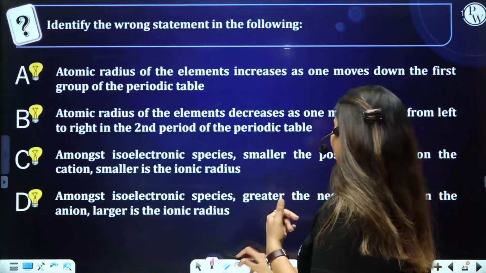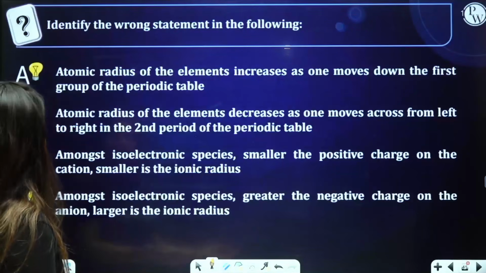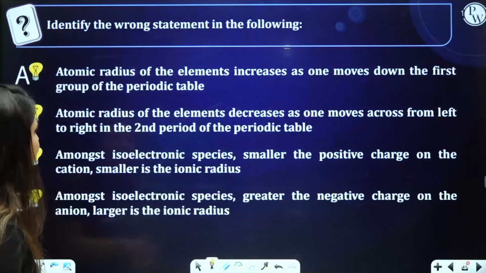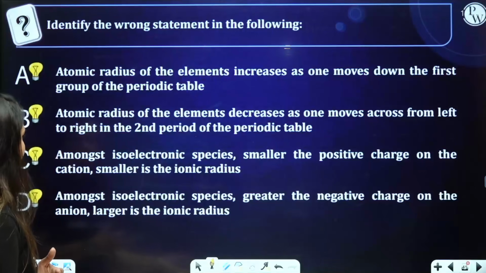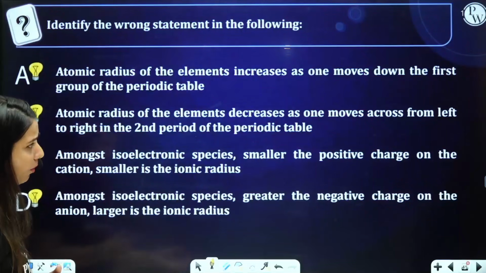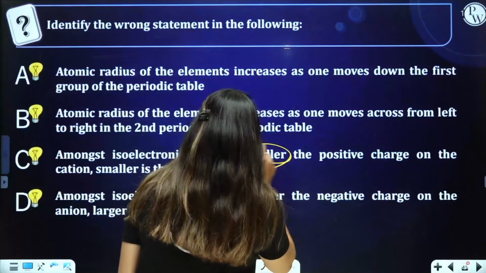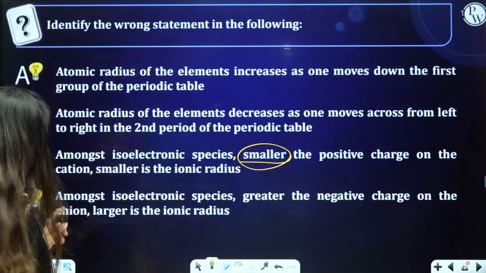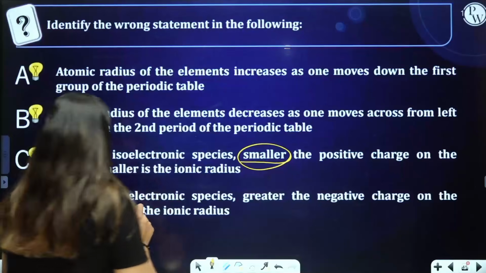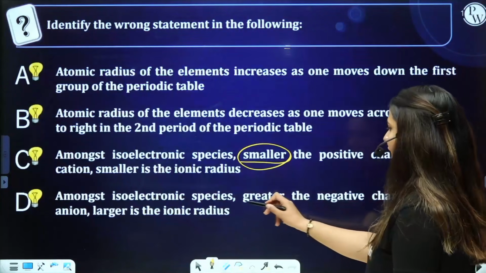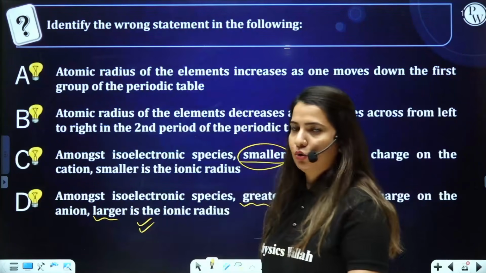Identify the wrong statement in the following. Atomic radius of the elements increases as one moves down the first group of the periodic table. Atomic radius of the elements decreases as one moves from left to right in the second period of the periodic table. Among isoelectronic species, smaller the positive charge on the cation, smaller is the ionic radius. Smaller will not be the case here, son, this is wrong. Amongst isoelectronic species, greater the negative charge, larger is the ionic radius. That is true. This is wrong.